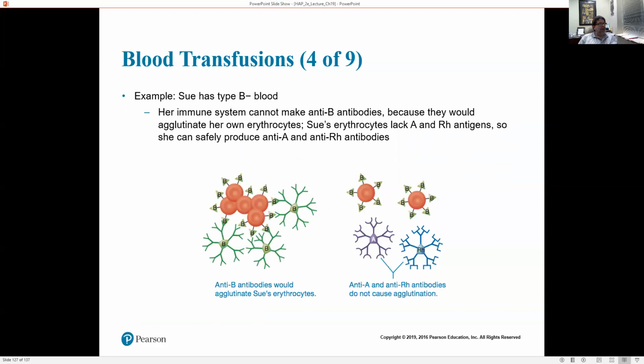Sue is type B negative. Her immune system cannot make antibody B because it would agglutinate her own. Sue's erythrocytes have A and H, so she is safely producing anti-H and anti-RH. But that's kind of a bit weird. I'm not even sure I've ever read that slide before. So anti-B antibodies would agglutinate Sue's erythrocytes. Anti-A and anti-RH do not agglutinate her blood because she has that B negative.